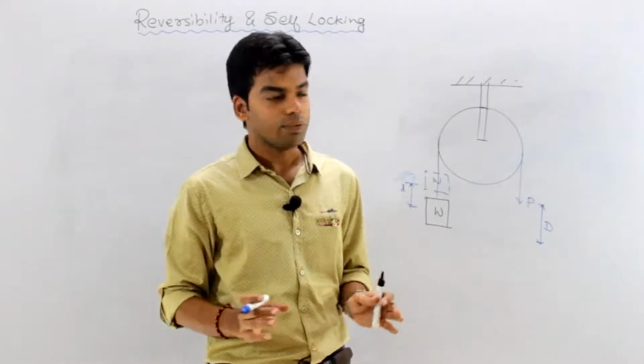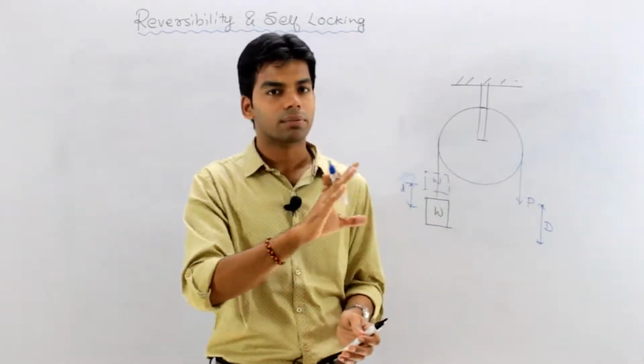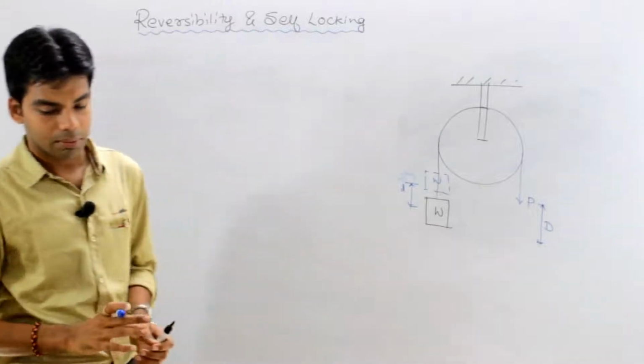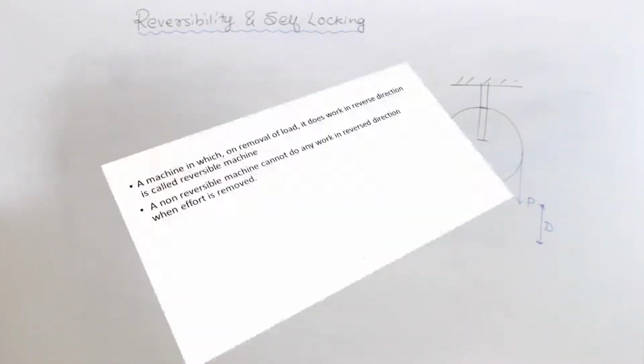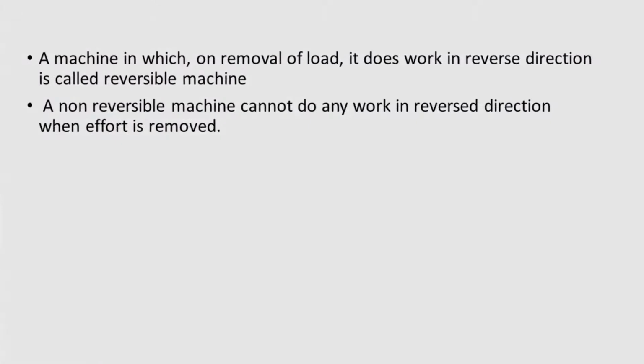Okay. And the machine which reverses itself is nothing but the reversible machine. Getting this or not? That means a machine in which, on removal of load, it does work in a reverse direction is called a reversible machine, for example a pulley. A non-reversible machine cannot do any work in reverse direction when the effort is removed.